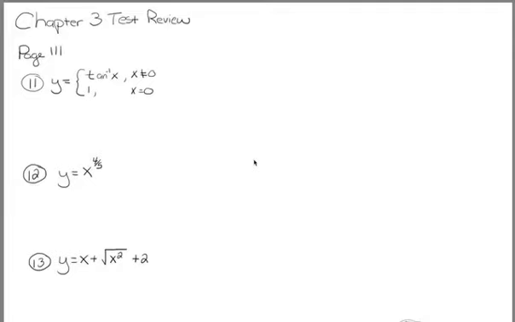In this video, I'm going to work through the review problems I assigned from Chapter 3 on page 111. So that's going to be 11 through 16. In this section, the instructions tell us that the function is not going to be differentiable at 0, and it wants to know what the reason is.